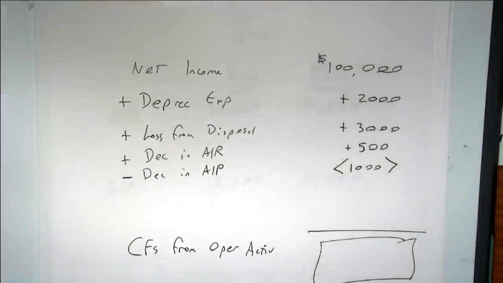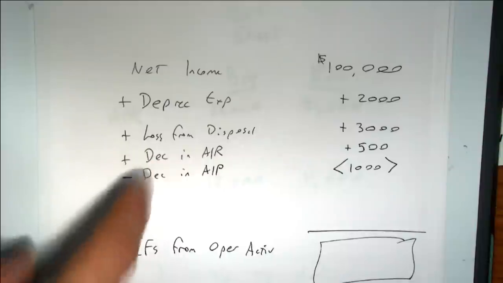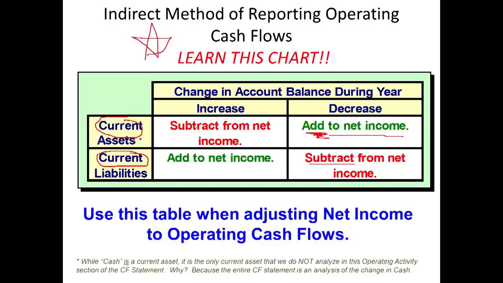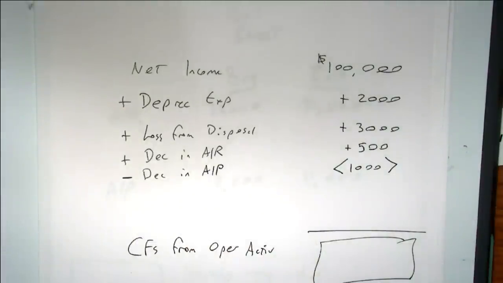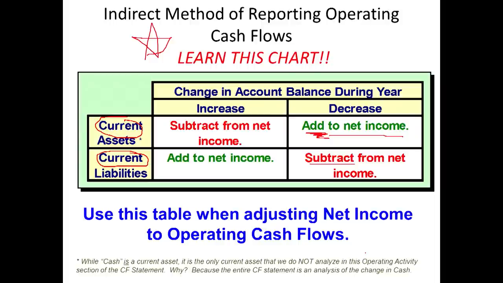So if I give you an account called land or bonds payable, those are long-term accounts. We do not account for them in this manner, okay? This is just for current assets and current liabilities. We also, even though cash is a current asset, do not analyze the change in cash in this section right here, because you're going to find that the whole cash flow statement is an analysis of the change in cash. Are you with me? So you got to learn your current assets and your current liabilities so that you can follow this chart.